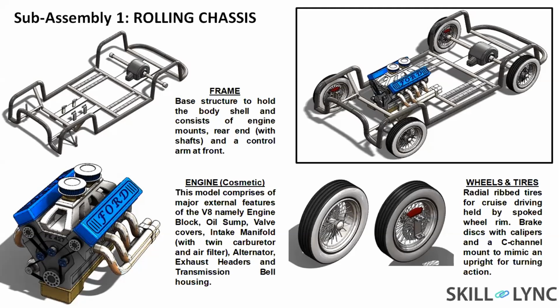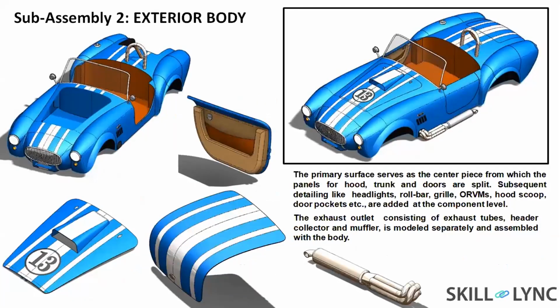So all these components were brought together to create a subassembly, which is the rolling chassis. Now coming to the next subassembly, the exterior body. This is where the starting of my project occurred. The top left side surface, as you can see, is the primary surface, which I was mentioning during the model teardown slide. So this was the starting point for me.